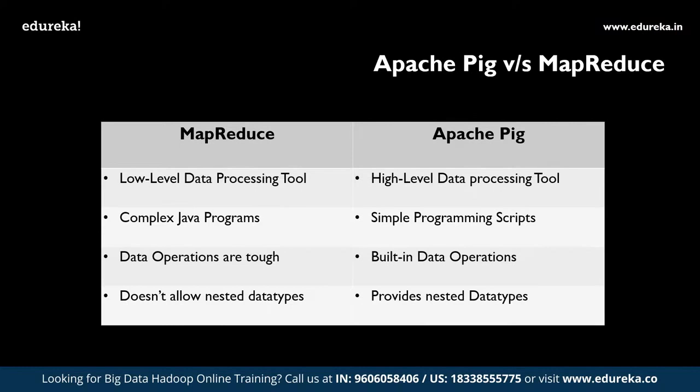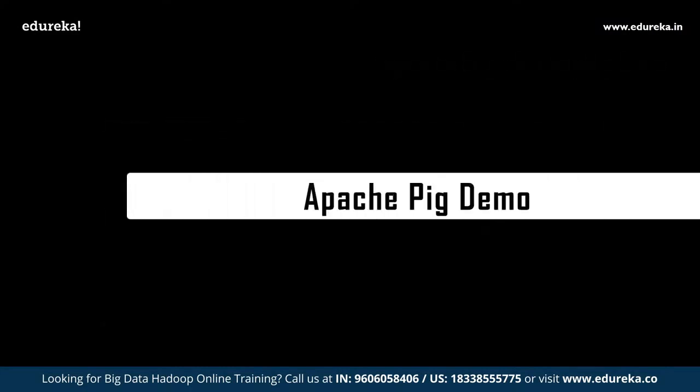But in Apache Pig, you don't have to worry about those operations because they're already built in. Next, and the last difference between MapReduce and Apache Pig, is that MapReduce does not allow nested data types, whereas Apache Pig allows nested data types. So these were the basic differences between Apache MapReduce and Apache Pig. So the next topic is the Pig demo.